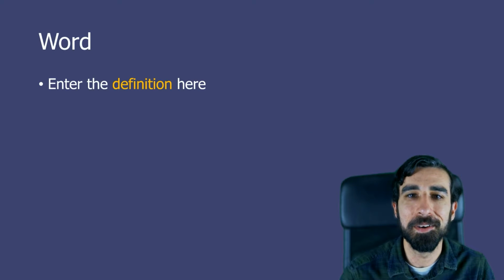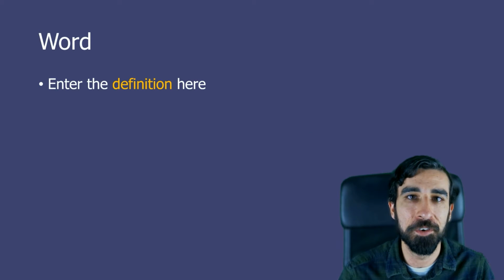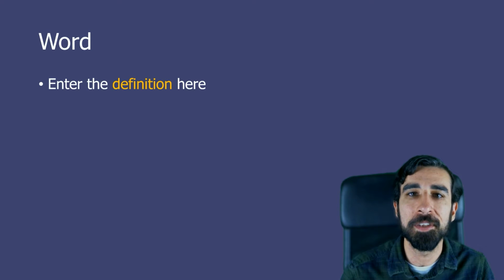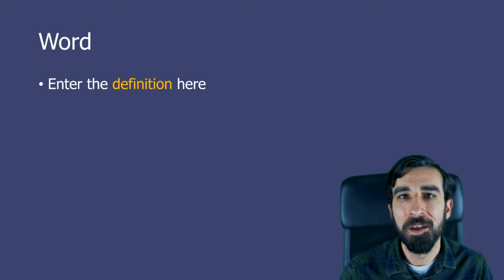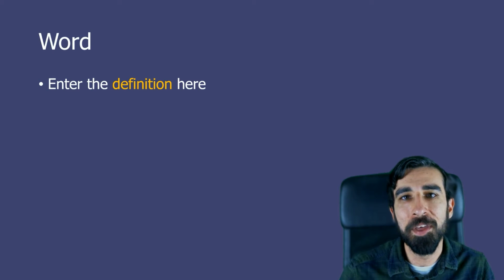So we can see here, if I were to give a definition, for example, I'll put the word in the title of the slide, and then I'll put in the definition, and some of the key parts of that definition I'll draw their attention to with that accent color.